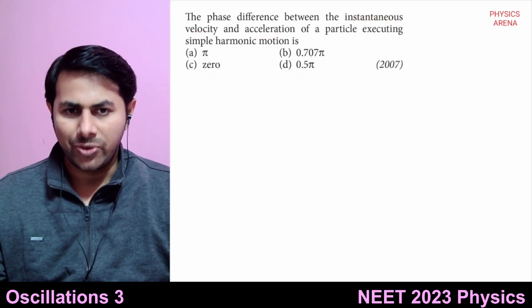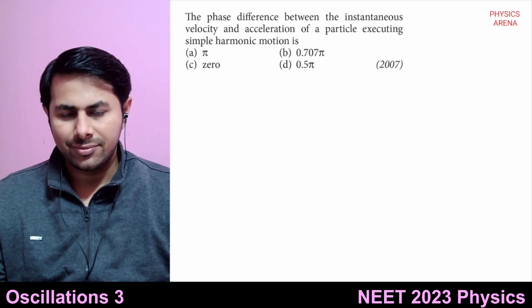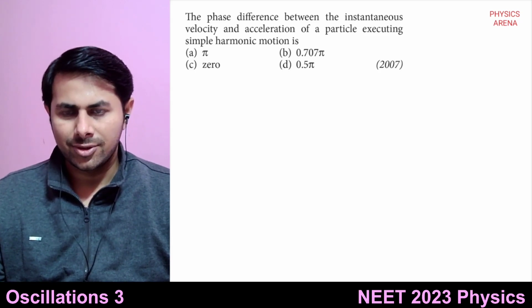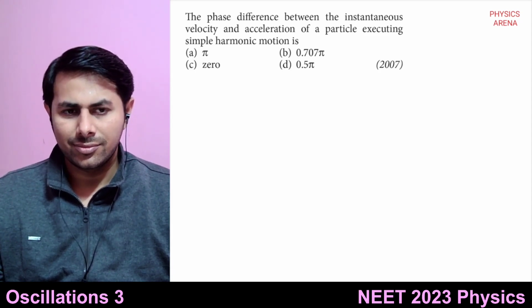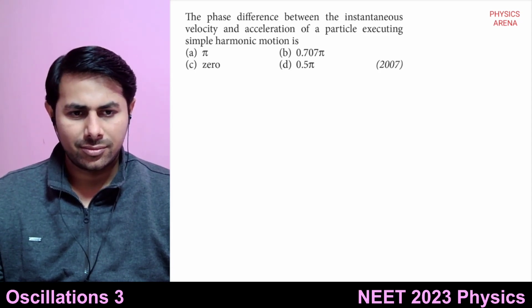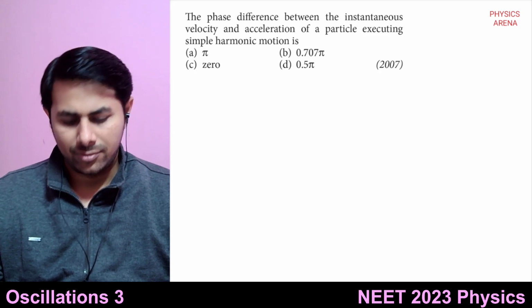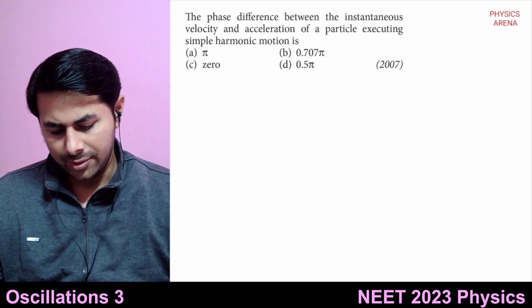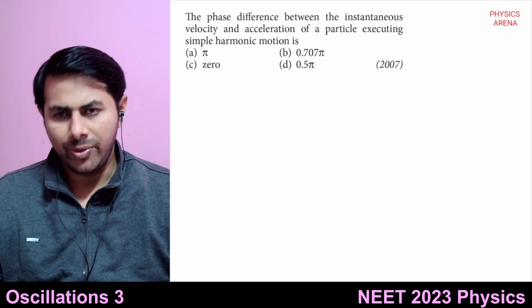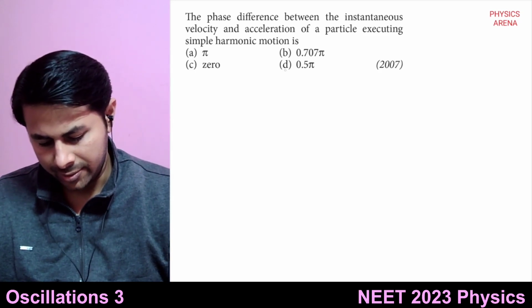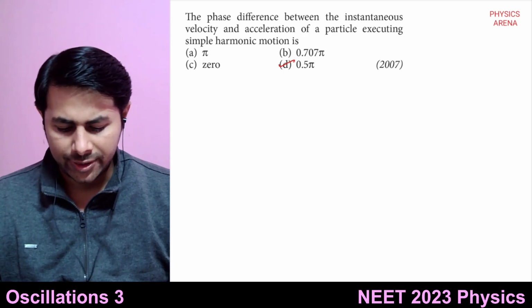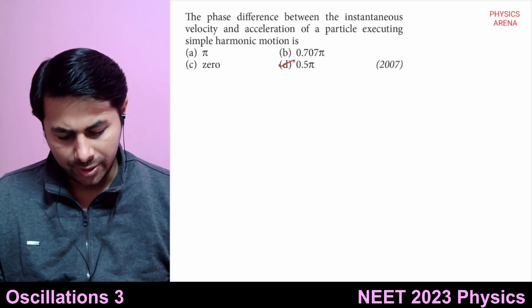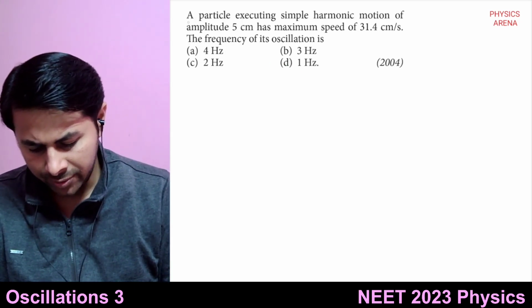We saw a similar kind of question yesterday, right? So what's the answer? Option D, 0.5 pi. Right. Okay. Phase difference between velocity and acceleration is pi by 2. Let's see this next question.